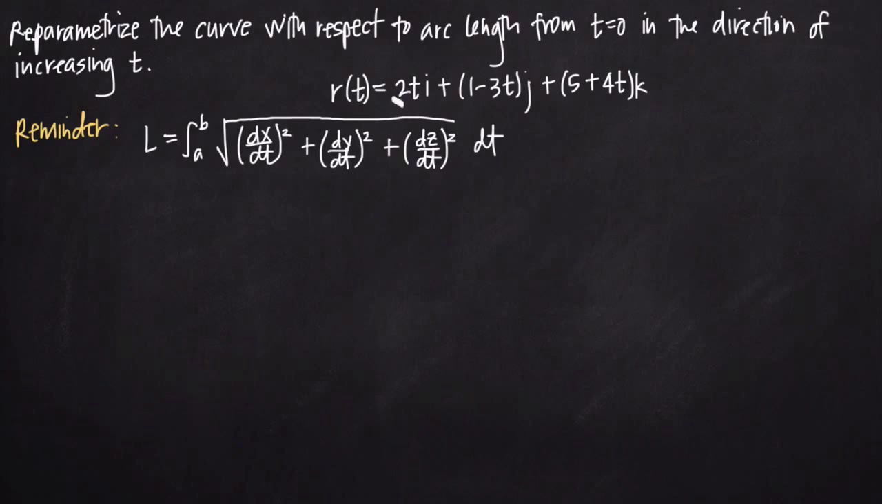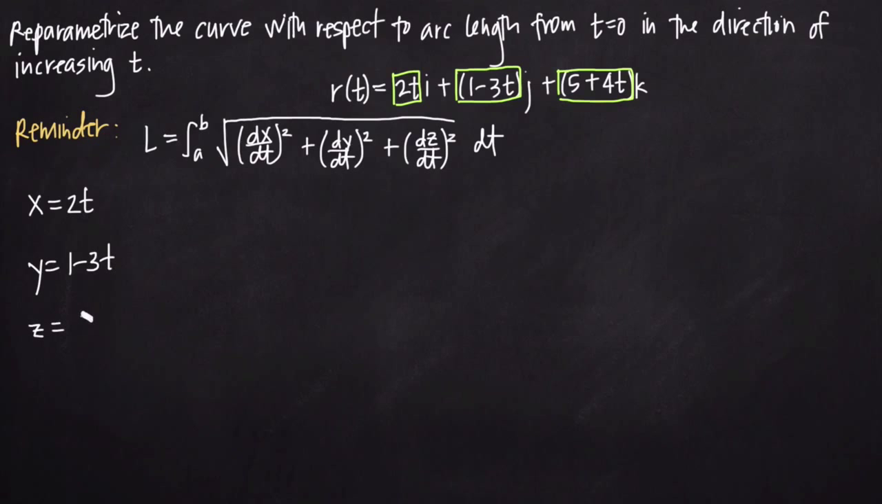So what we need to do is pull out of our vector function our parametric equations. So of course we're going to take the coefficients here on i, j, and k, so just everything here in front of i, j, and k, and we're going to set those equal to x, y, and z respectively. Those are going to be our parametric equations. So we have x equals 2t, y equals 1 minus 3t, and z equals 5 plus 4t.